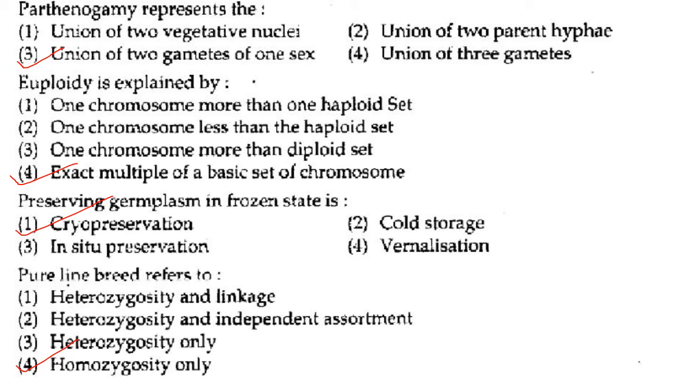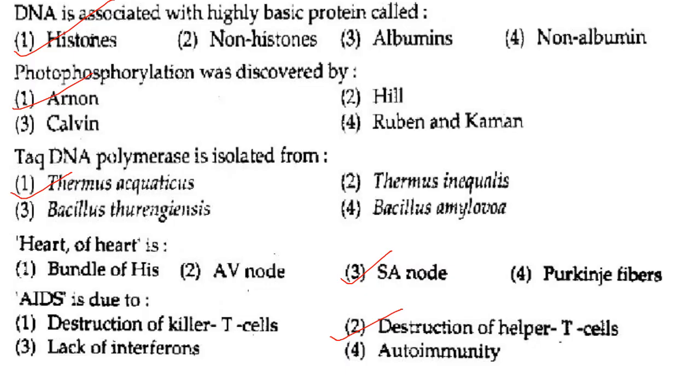Next one. Preserving germ plasm in frozen state is: option 1, cryopreservation; 2, cold storage; 3, in situ preservation; 4, vernalization. Answer is option 1, cryopreservation. Pure line breed refers to: option 1, heterozygosity and linkage; option 2, heterozygosity and independent assortment; 3, heterozygosity only; 4, homozygosity only. Answer is option 4, homozygosity.